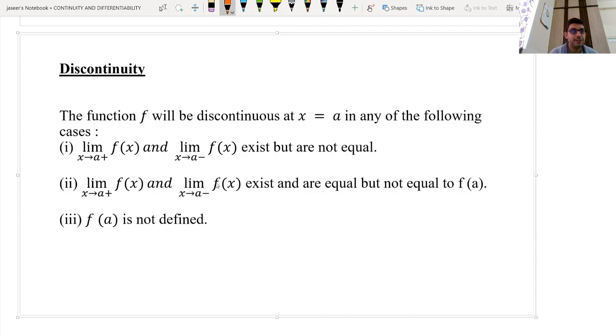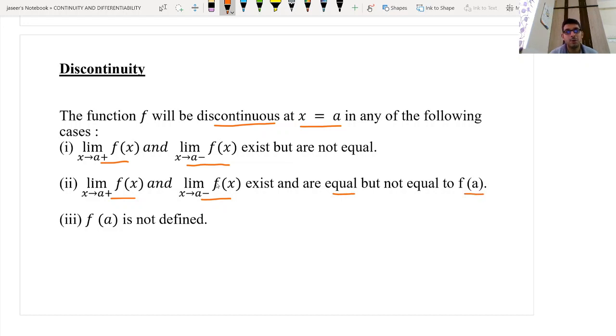Now the last part, discontinuity. The function f will be discontinuous at a particular point x equals a in any of the following cases. The first case is that the left hand limit and right hand limit exist but are not equal. We have seen this in the second example. This is the first case of discontinuity. Now the second case: the limit exists, that is, the left hand limit equals the right hand limit, but is not equal to f of a. We have seen this in the third example. This is the second case of discontinuity.